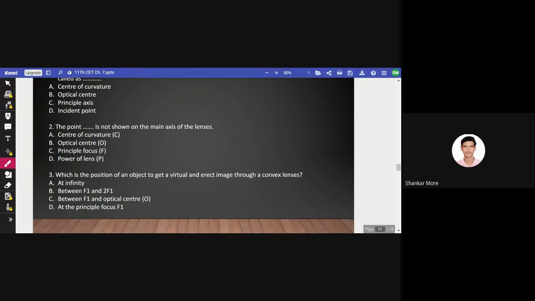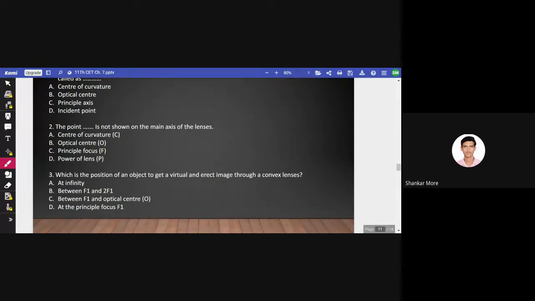Second point कौन सा है? Optical center होता है. Optical center भी होता है. We have seen, isn't it? Principal focus होता है. Principal focus भी हमने देखा अभी अभी कि इस लाइन पे होता है. Have you seen any point named power of lens? नहीं. पावर ऑफ लेंस नाम का कोई पॉइंट नहीं होता है हमारे मेन एक्सिस पे या फिर प्रिंसिपल एक्सिस पे जिसे हम कह सकते हैं, isn't it? So option D is the correct.